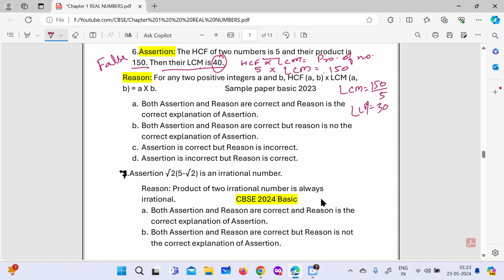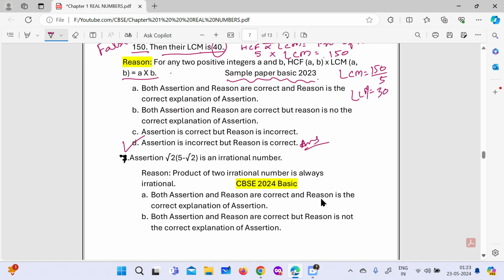For any two positive integers a and b, HCF of a and b times LCM of a and b is equal to the product of a and b. This is correct, and this question has come in the sample paper. So the reason is correct, but assertion is wrong. So assertion is incorrect and the reason is correct, so D is your answer. Assertion is incorrect but reason is correct. Let's move to the next one.